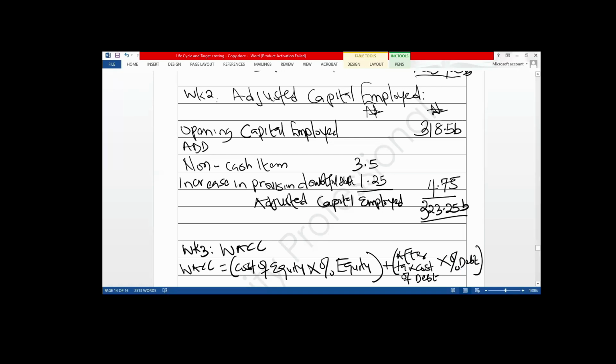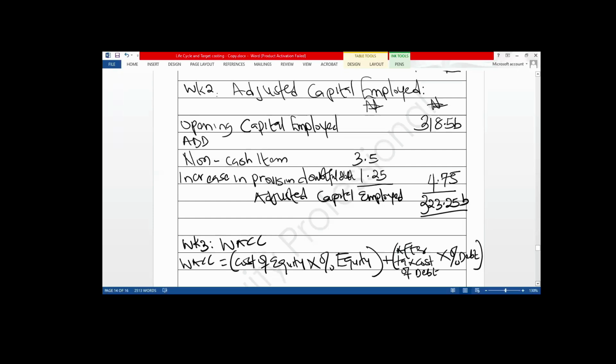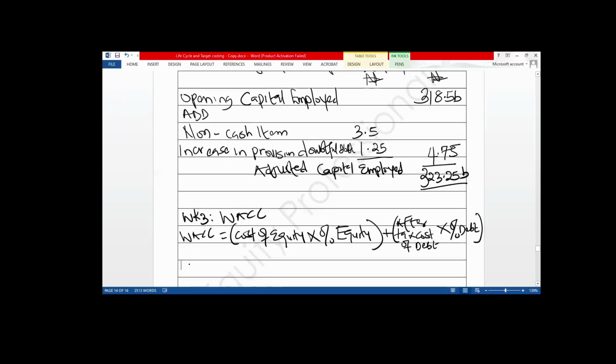Go to the question, please. What is the cost of equity you are giving? 16%. The time is very scarce now. What is the percentage of equity? We are told that the capital structure is 40 equity, 60 debt. So equity is 40%.